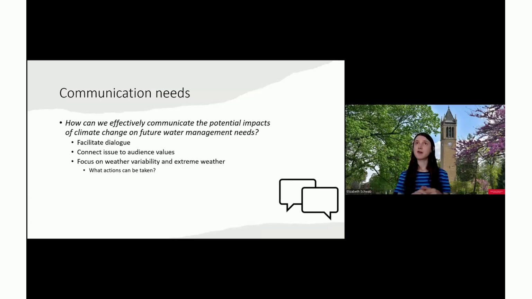And finally, we want to shift away from that climate change focused mindset and think about the conditions that we're already experiencing and already familiar with. This variability in weather, these extreme weather events that we've seen in the past, that we might be seeing more frequently now and again into the future. And then thinking about those concrete next steps: what are the actions that we can take that will help us be more resilient now and in the future when it comes to water management?